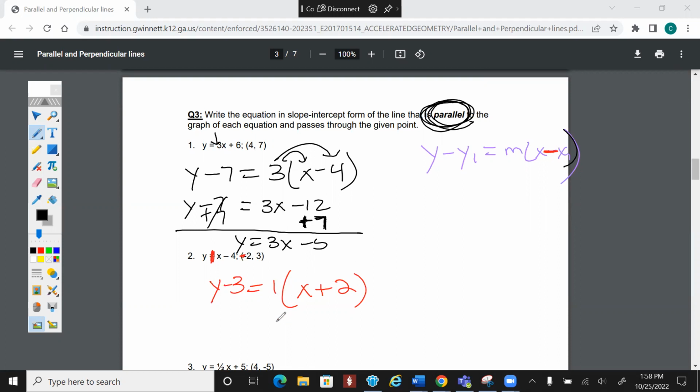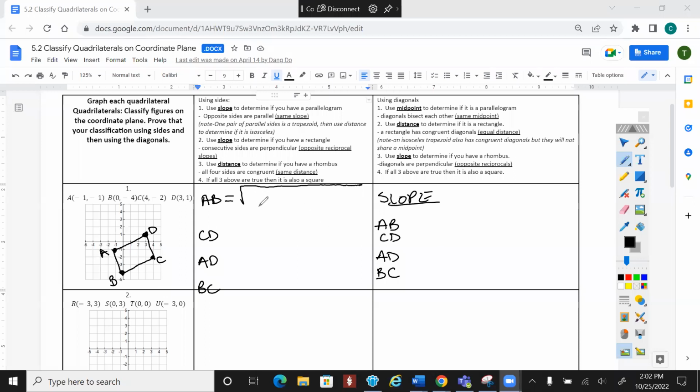So now we're going to distribute, and then we're going to add 3 to the other side. So y equals x plus 5. What's going to happen is you're going to use the distance formula for all of this. So you're going to plot these points, and you're going to find the distance for all of these.